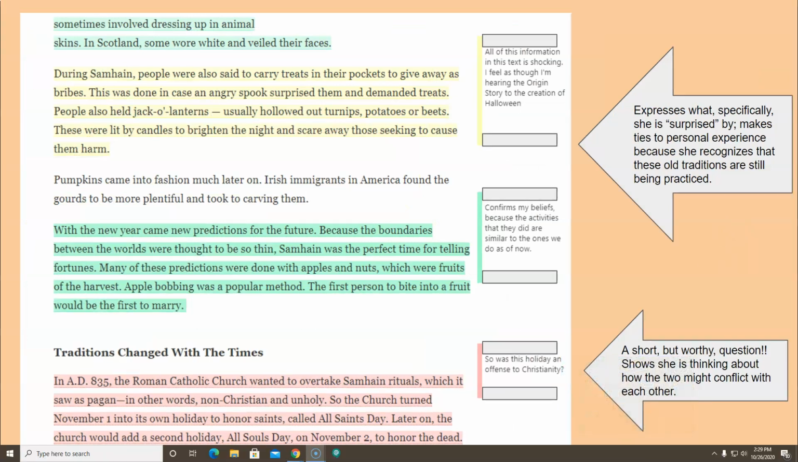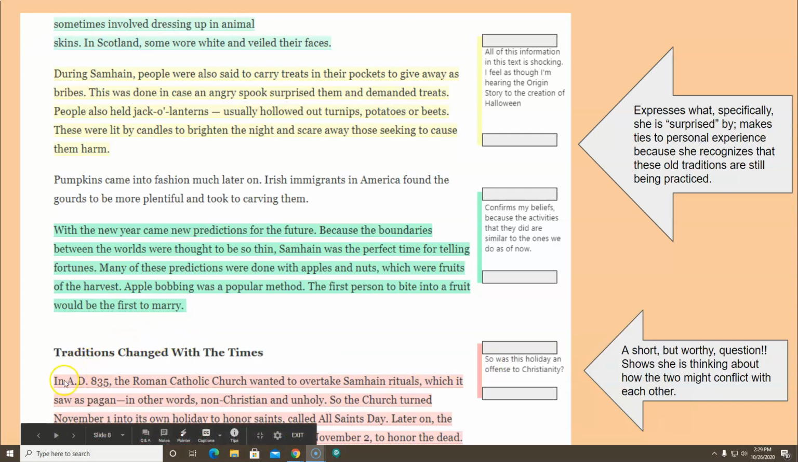So a couple others here. I want to point out this one down here. I liked this one because it's short. It shows that sometimes they can be short, but pack a lot of punch, even though they're not very long. Not every annotation has to be super duper long.